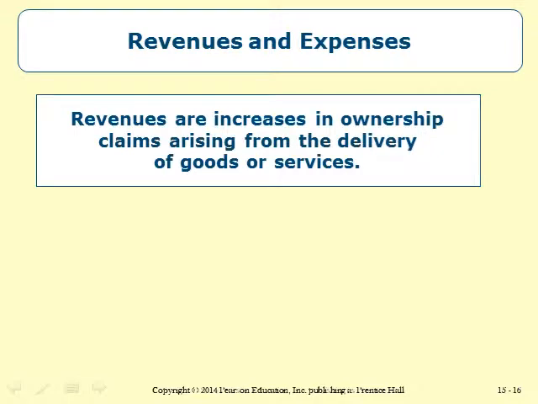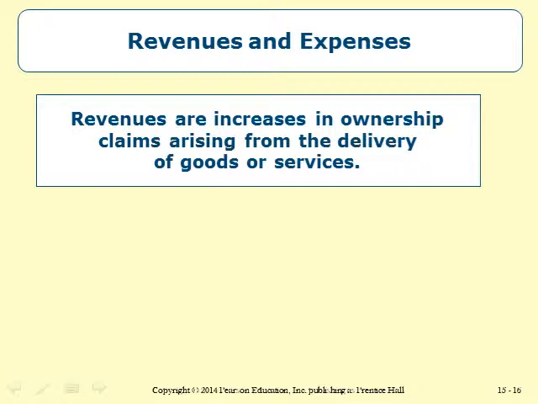So revenues are increases in ownership claims arising from the delivery of goods or services. We recognize revenue by formally recording it in the accounting records during the current period. We do this only after it meets two tests. First, the company must earn the revenues. That is, it must deliver the goods or render the services to customers.